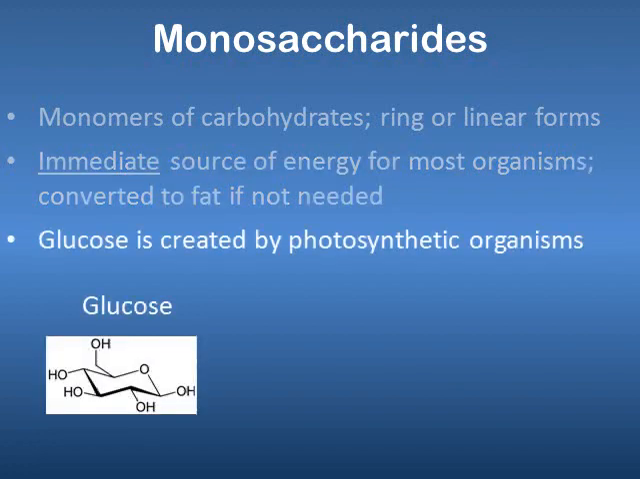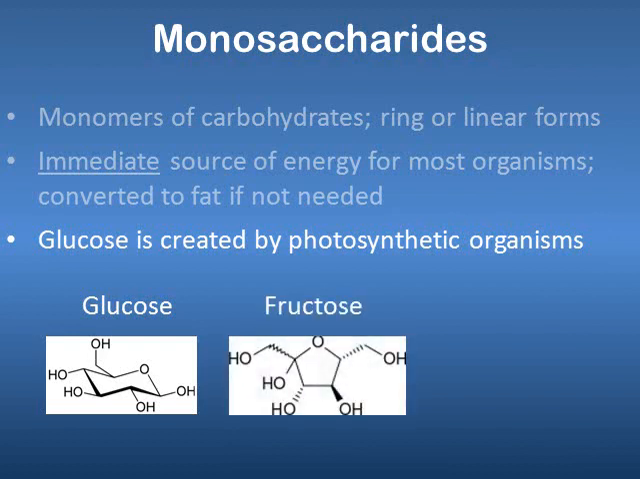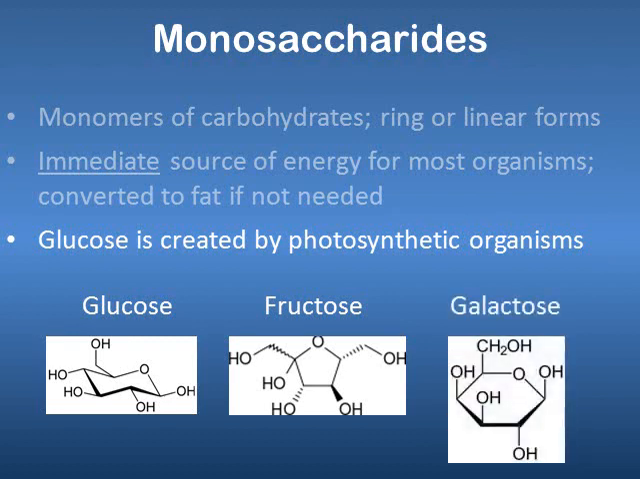Glucose, again a very important monomer, is created by photosynthetic organisms. This is the product of photosynthesis by plants. Now there are other forms, other monomers that are the same C6H12O6 formula as glucose, just a slightly different structure. Fructose is often found as a sugar in plants, and galactose is often metabolized by animals.